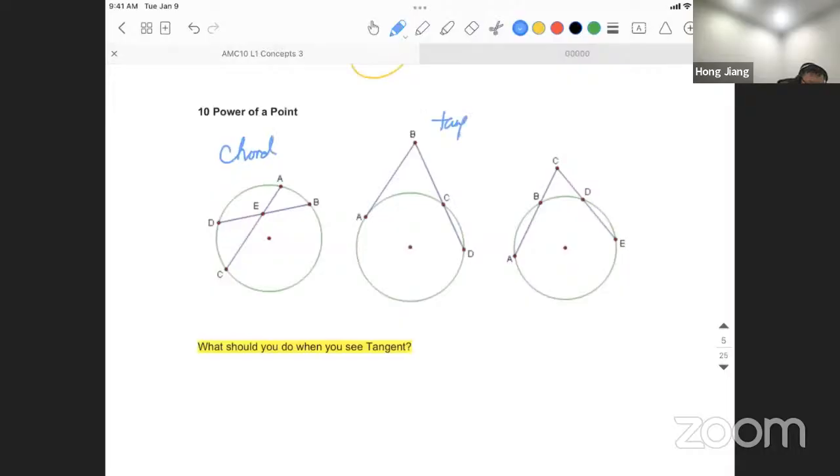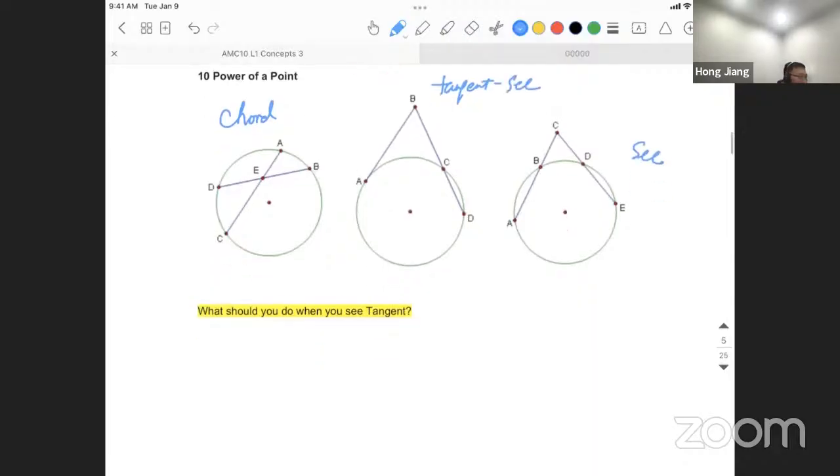One is the tangent chord theorem. Tangent secant theorem. The last one will be the secant theorem. So what is a chord theorem? As long as you have two chords intersecting each other within a circle, automatically you have DE times EB equals AE times EC, right?